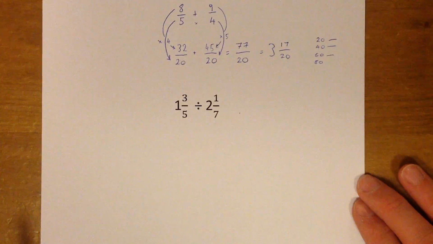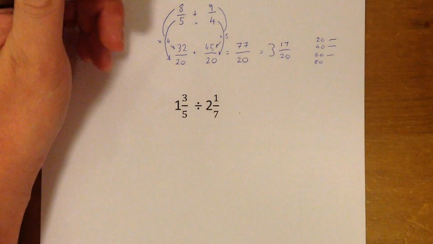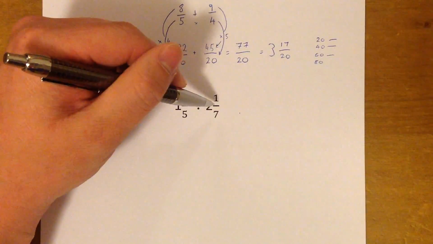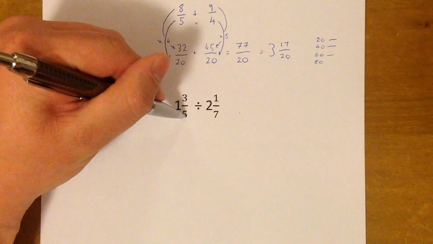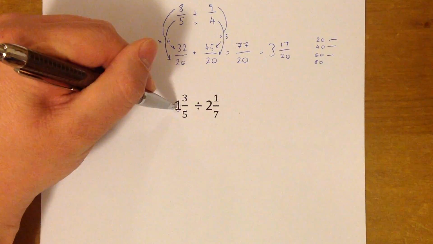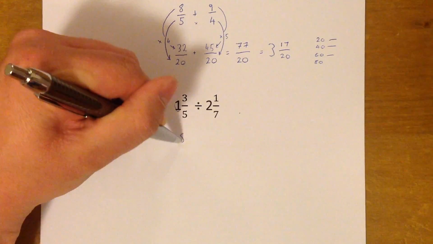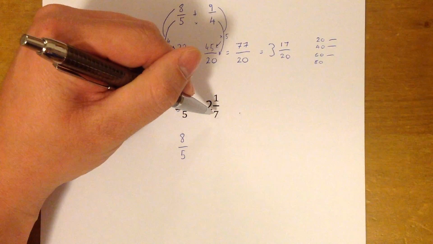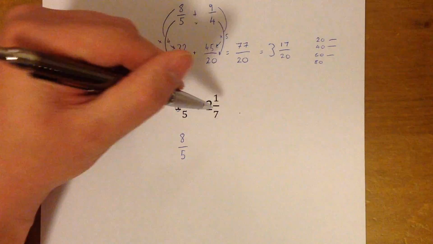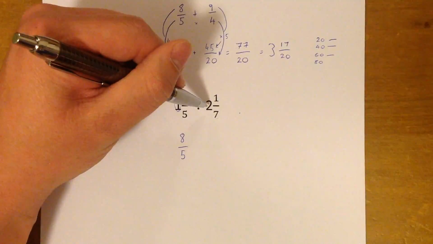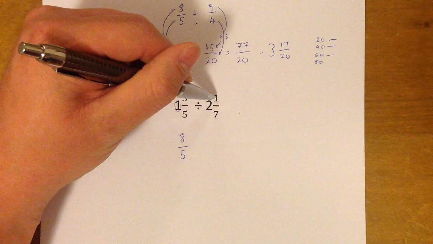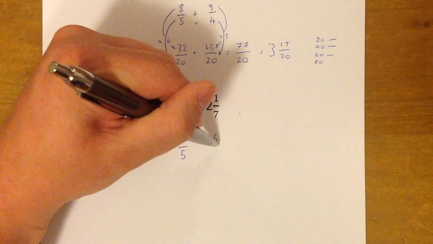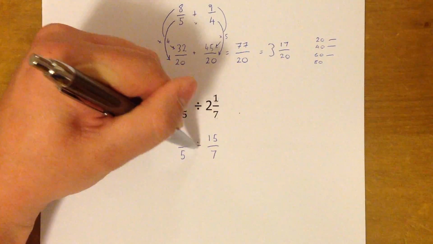For division, we're going to start exactly the same way as we did with the addition, and we're going to make these top-heavy fractions. So, talking about fifths, there's 5 in this whole one, 3 that are already there, so I have 8 fifths. Talking about sevenths now, there's 7 sevenths in a whole one, so I've got 2 whole ones here, so that's 2 lots of 7, plus the 1 that's already there, that gives me 15 sevenths, and I'm going to be dividing this by.